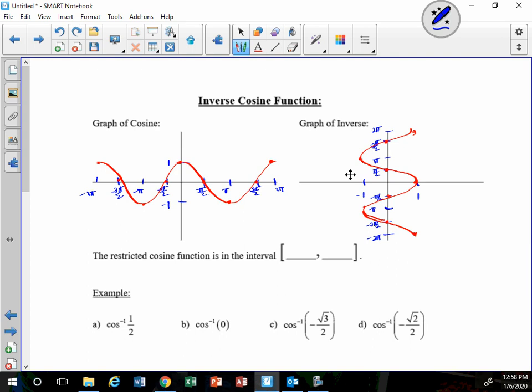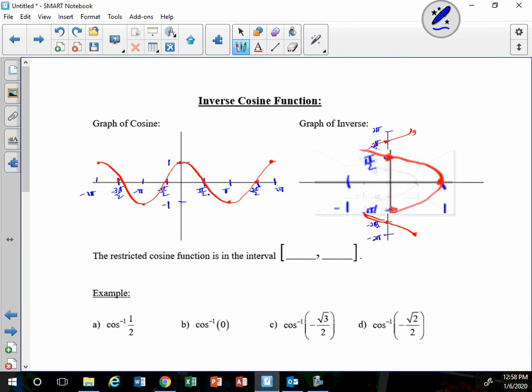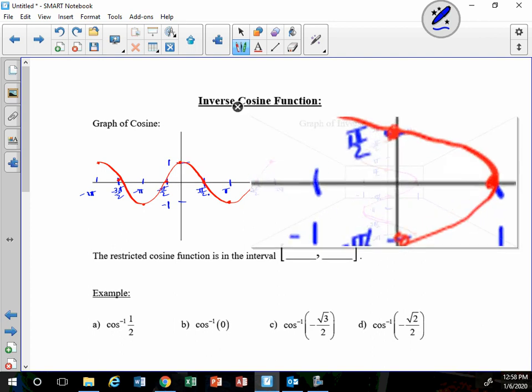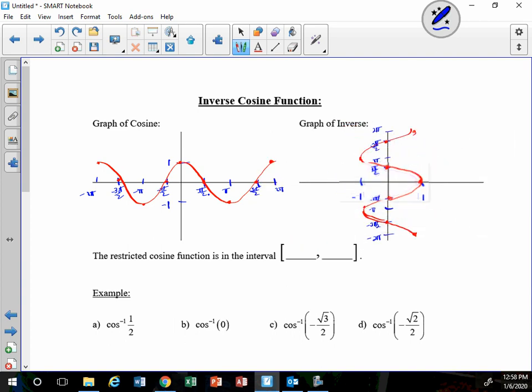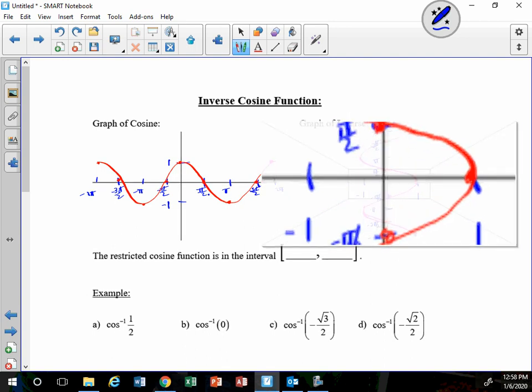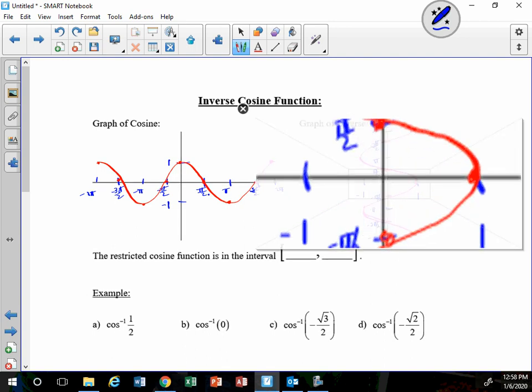All right, guys, do you think we want to use the same window? Does negative pi over 2 to pi over 2 make sense this time? No, that's not a function, right? What are you looking for when I say that's not a function? If I drew a vertical line through the graph, how many times would it touch the graph? Twice. It can't be a function if it touches it more than once.